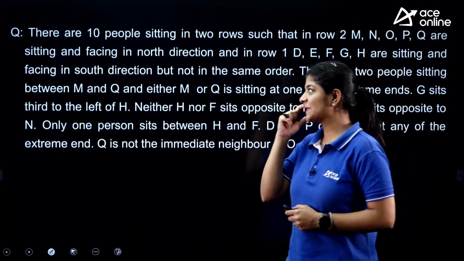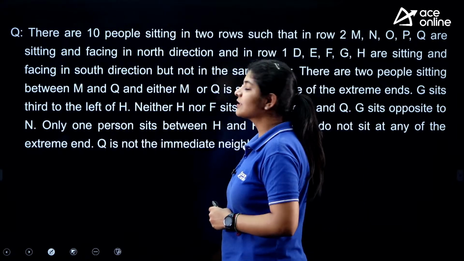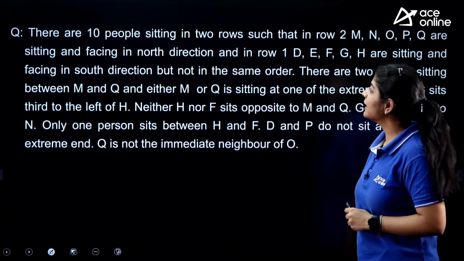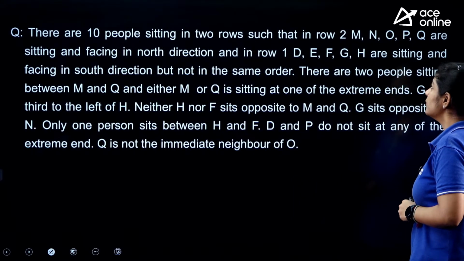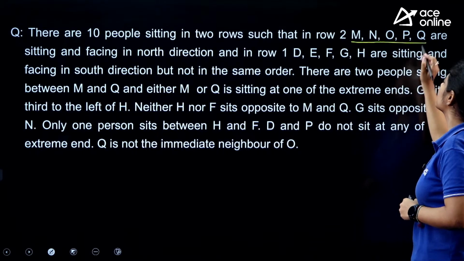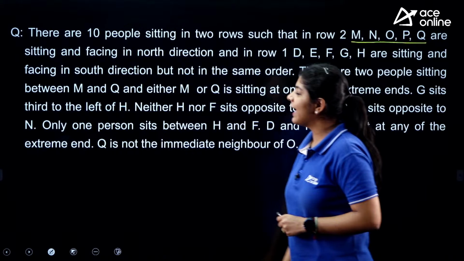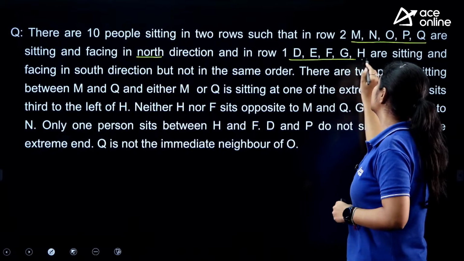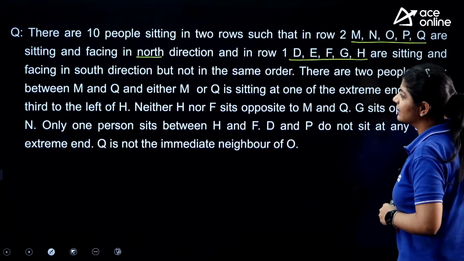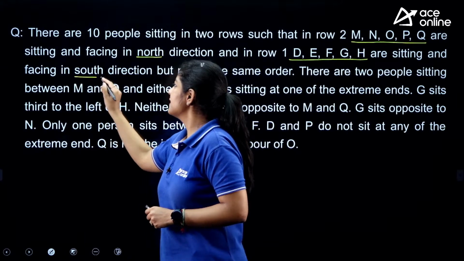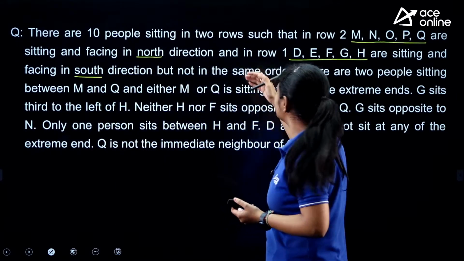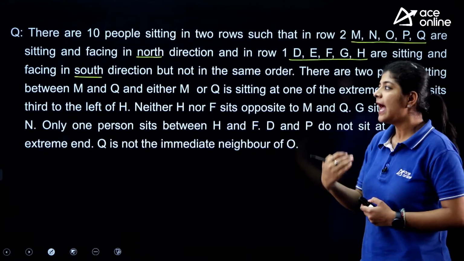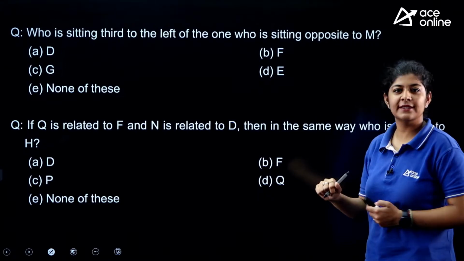This is the very first question of today's session, and it is a small puzzle. The question says that there are 10 people sitting in 2 rows. The members in row 2 are sitting and facing north, and in row 1 we have these participants sitting and facing south, and we have further details. Now we have to prepare the sitting arrangement accordingly, and after that we have to answer these 2 questions.